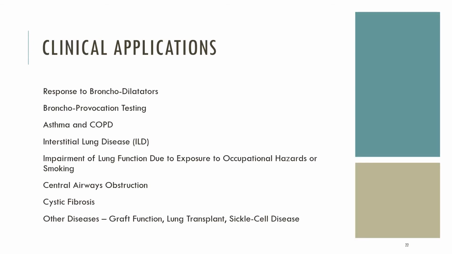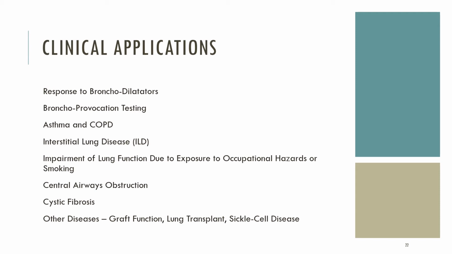At this point, I want to go over some clinical applications of the IOS test. Obviously response to bronchodilators. If someone's an asthmatic, you could sort of differentiate between a COPD or an asthmatic. You can see who responds, who doesn't. You could also see if an asthmatic has airway remodeling. We could also do bronchoprovocation testing. We did a lot of tests with asthma and COPD patients, interstitial lung disease, ILD. They also did a significant number of studies with exposure to occupational hazards and smoking.